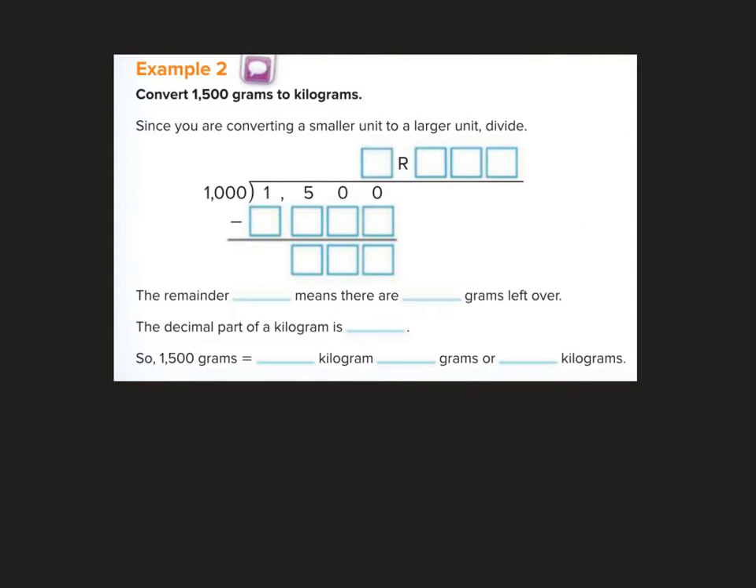Convert 1,500 grams to kilograms. Since you are converting a smaller unit to a larger unit, we're going to divide. I can always think of 1,000 grams equals 1 kilogram. So how did I get from 1,000 to 1? I divided by 1,000. Okay, so let's look at what happens if we actually do the math. I'd subtract 1,000 and have 500 left over. So my answer would be 1 remainder 500.